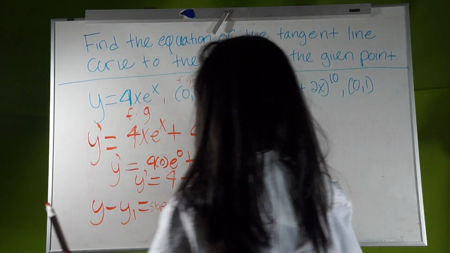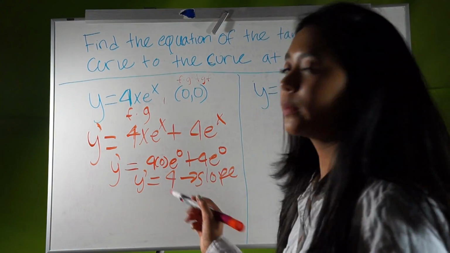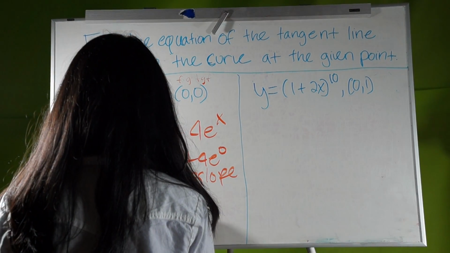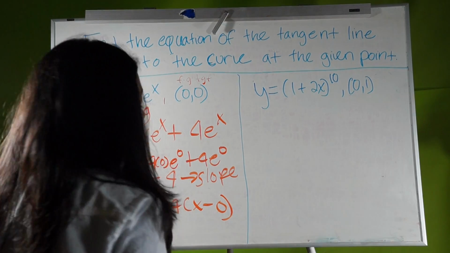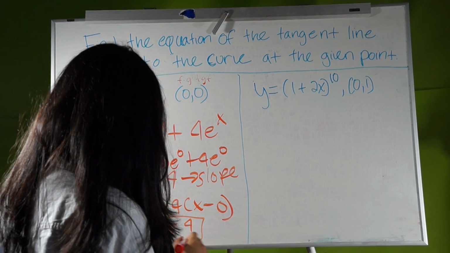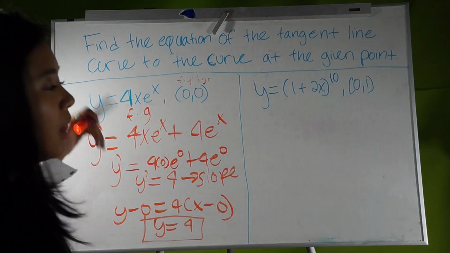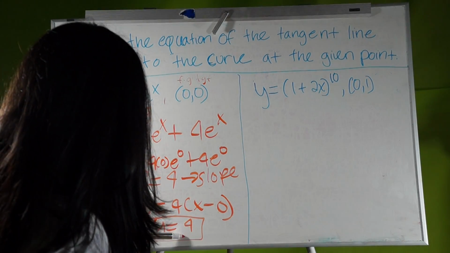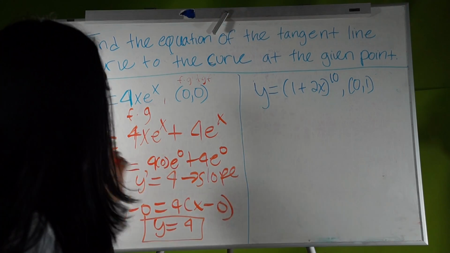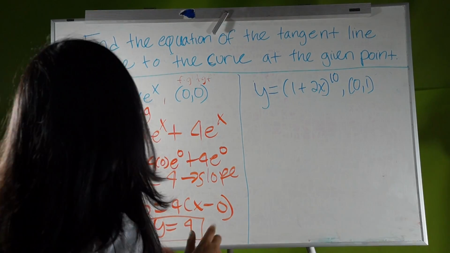The next thing you're going to do is put it in the point slope formula. So it'll be y minus 0 equals 4 times x minus 0. This should be really simple, so then you're left with y equals 4x. That is our equation. We found the equation of the tangent line. So now we've conquered this one. Yay, you can throw a party because you've conquered this.